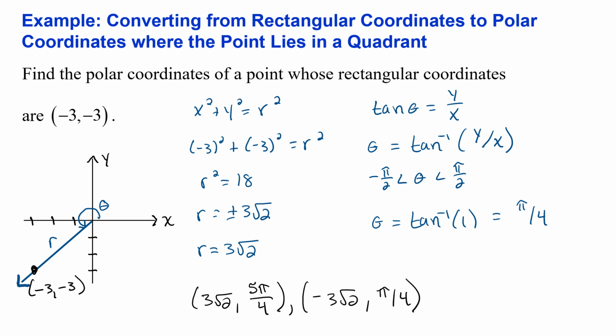Now let's suppose we were required to have a value of theta that was negative. Then theta equals -3 pi over 4 will place us in quadrant 3, and thus another polar coordinate is 3 square root of 2, comma, -3 pi over 4.